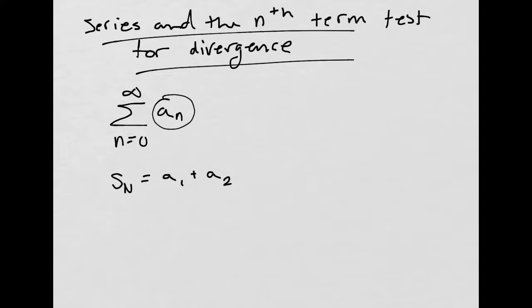Because this is a sequence, when we put the summation on it, it's a series. Plus a3 all the way up until a n. And that is called a partial sum.